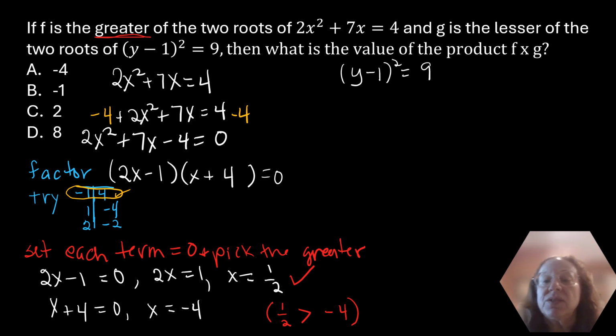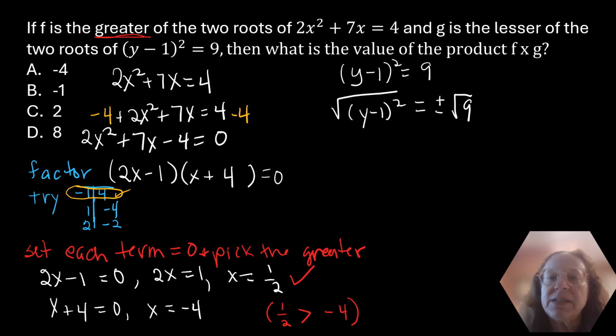Next, we're going to factor g, (y minus 1) quantity squared equals 9. We can take the square root of both sides, but the right-hand side is going to be either plus or minus, because when you square anything, it becomes positive. So the square root of the quantity (y minus 1) squared equals plus or minus the square root of 9. y minus 1, the square root of 9 is 3, so y minus 1 equals plus or minus 3.